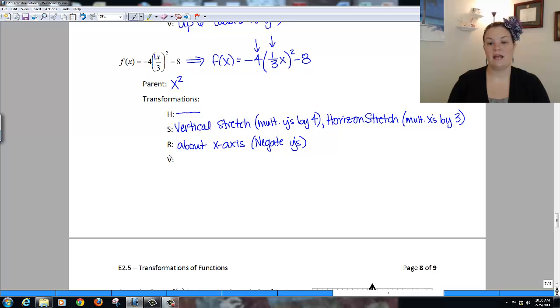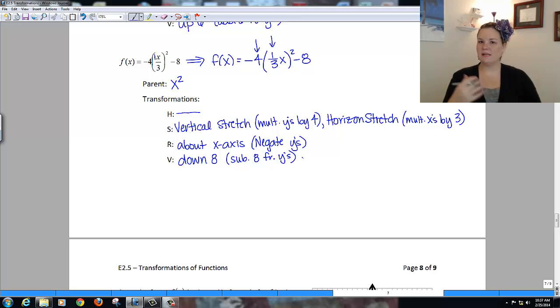Okay. And then vertically, I'm looking for a plus or minus outside the function. Here I have a -8. So that means it's going to move my function down 8. So in a table of values, I would subtract 8 from the y's. Okay? So just being able to identify what are the transformations that are happening.